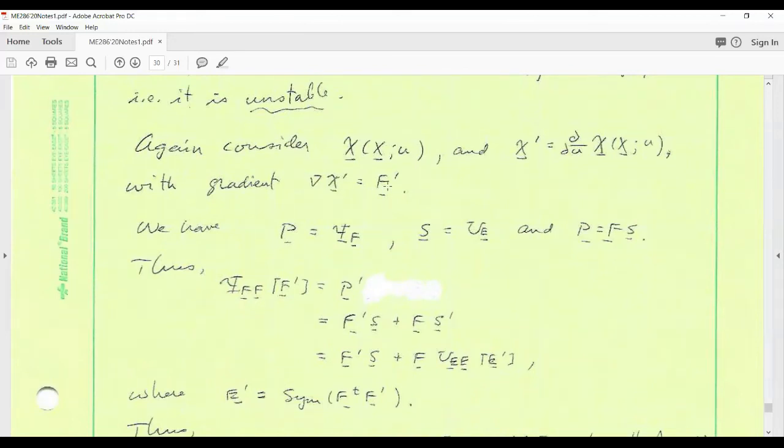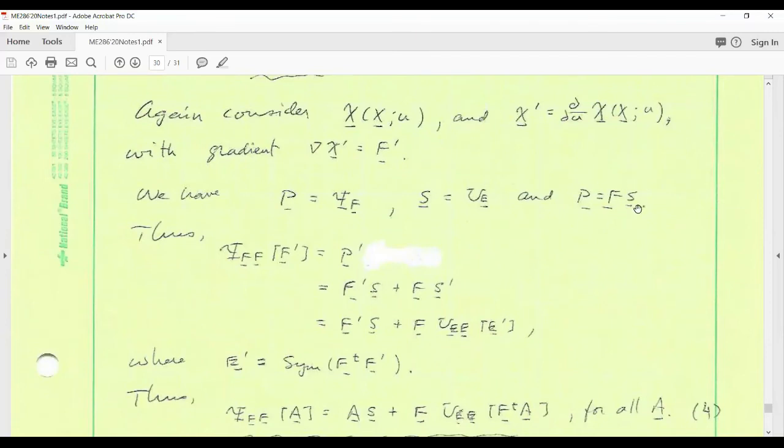The prime again is a derivative with respect to the parameter. Gradient of chi prime is the prime of the gradient of chi, in other words, it's the prime of F. We know that the Piola stress is the first derivative of the energy psi with respect to F. The second Piola-Kirchhoff stress, as we saw last time, is the derivative of U with respect to the strain, where U is just psi expressed as a function of the strain. And of course, Piola and second Piola-Kirchhoff are related in this way, with F intervening, P equals FS.